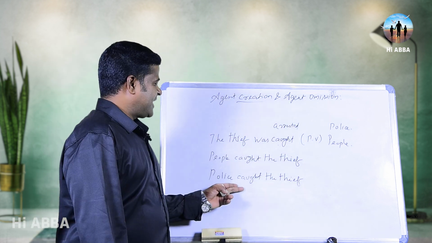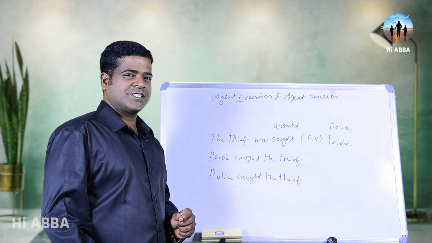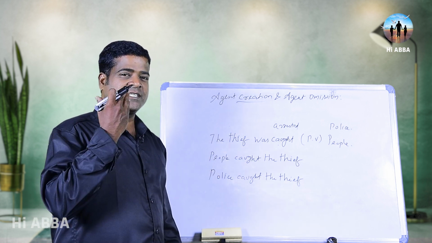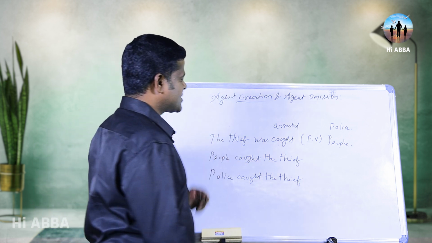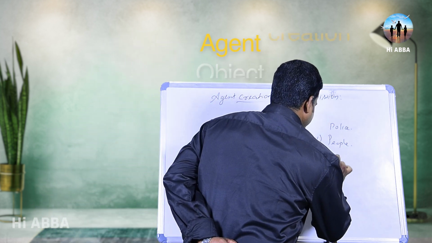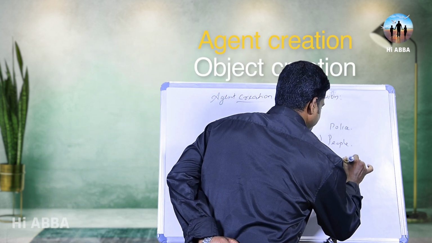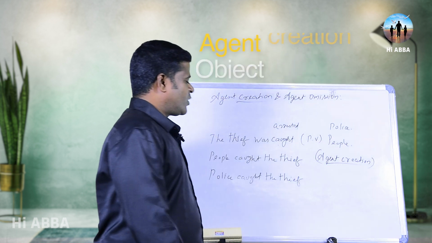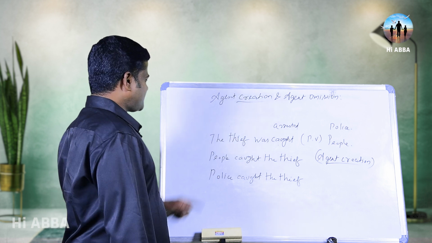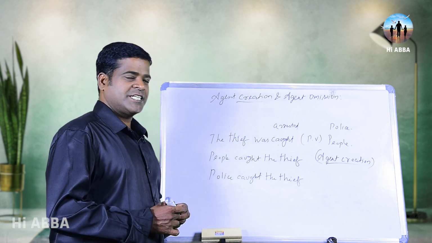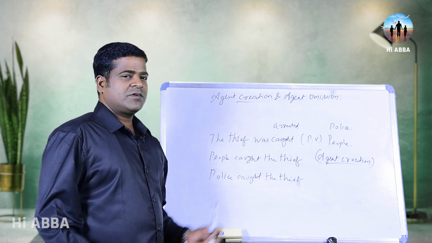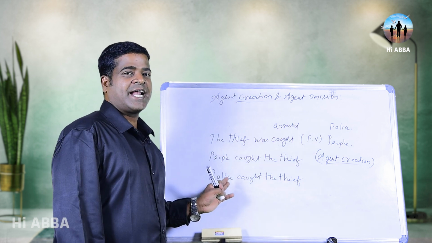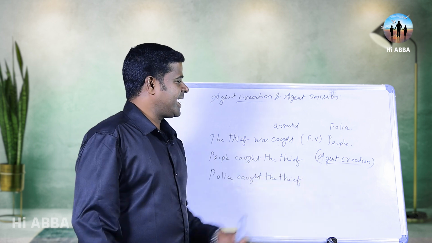So now understand, in a passive voice, if there is no object, we will have to assume, we will have to create an object, and that thing is called agent creation or object creation. So what is object creation? In a passive voice sentence, if there is no object, we will have to assume an object there, and that object will become subject in an active voice. That thing is called agent creation.